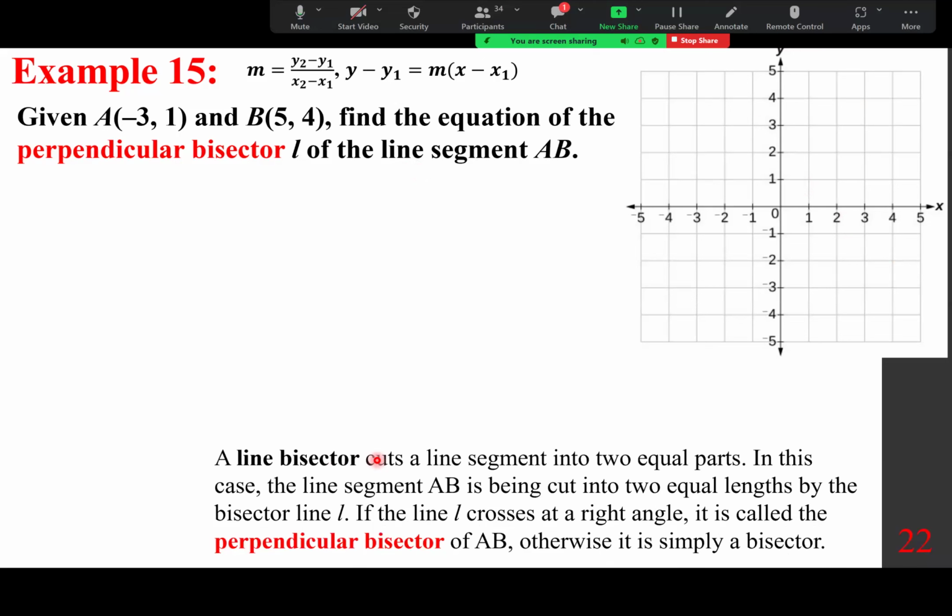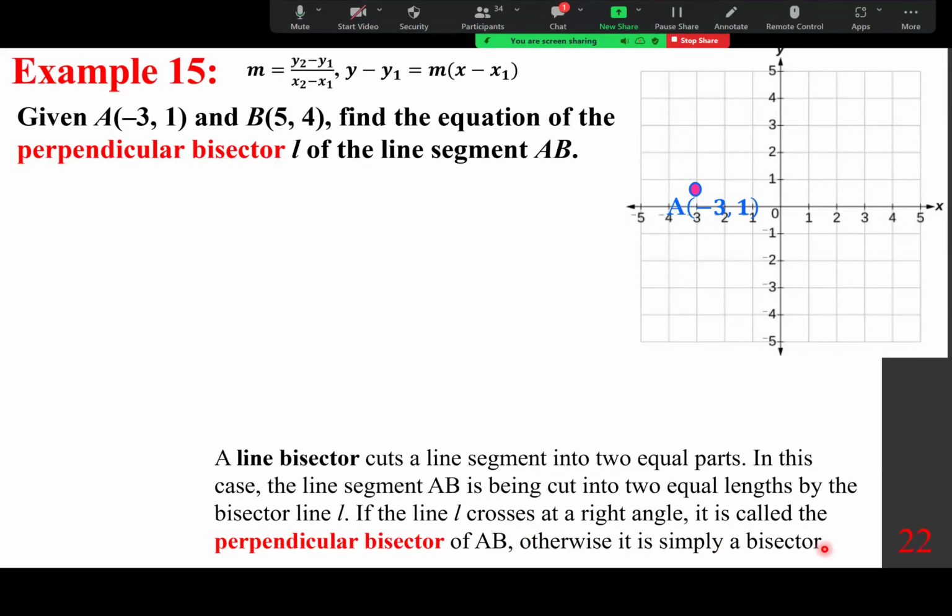A line bisector cuts the line segment into two equal parts. In this case, the line segment AB is being cut into two equal lengths by the bisector line L. If the line L crosses at a right angle, it is called the perpendicular bisector of AB. Otherwise, it is simply a bisector.